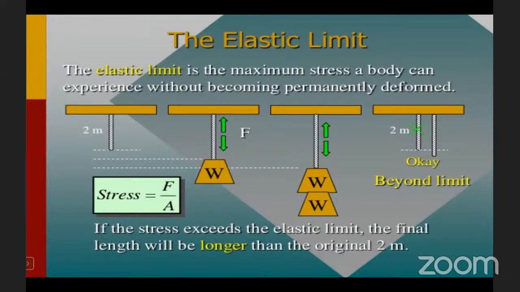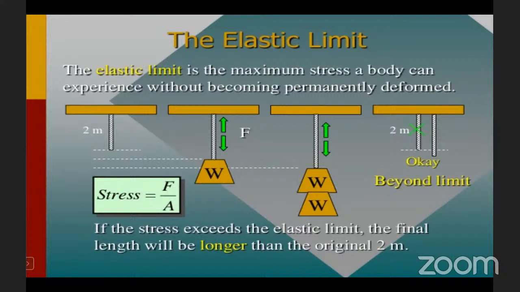Once again, the elastic limit is the maximum stress a body can experience without becoming permanently deformed. See that on the rod: hang a 2 meter rod on the bar and apply some weight W, and there is some expansion. Apply more weight, and again it expands. Then, first, we remove the weight. So what happened? What do you observe?